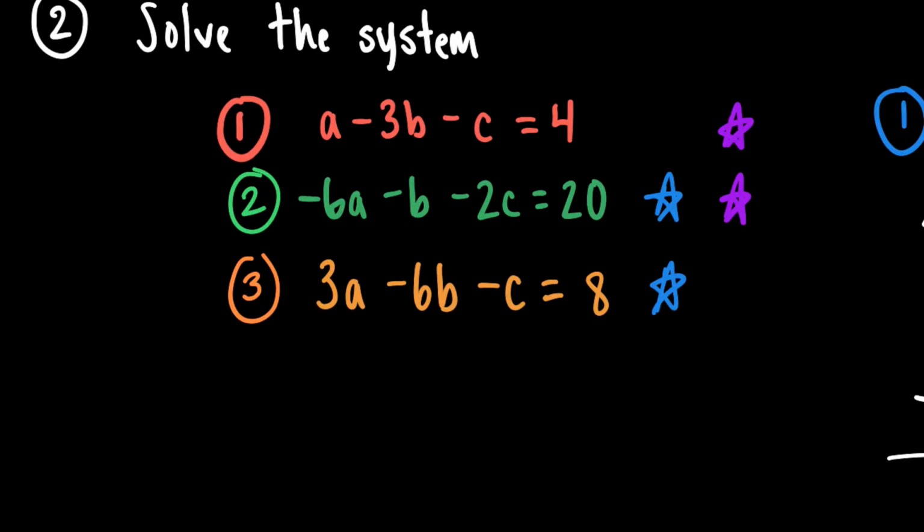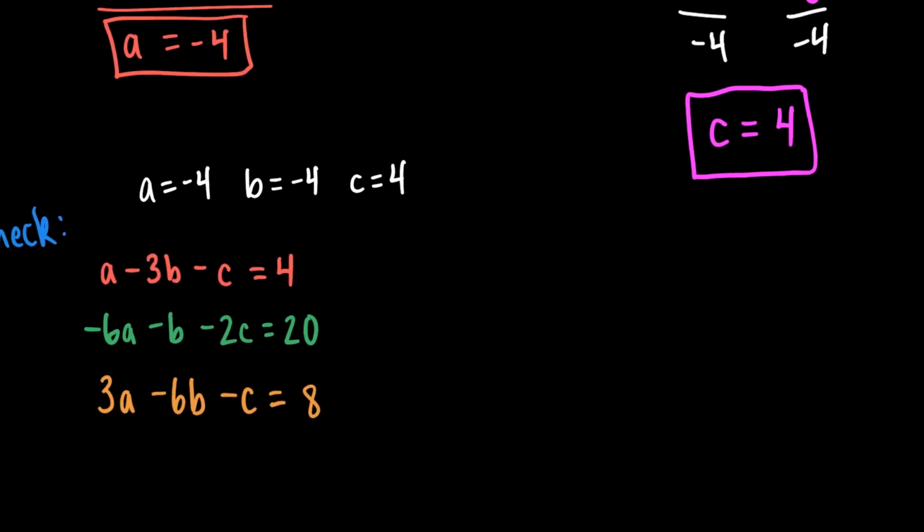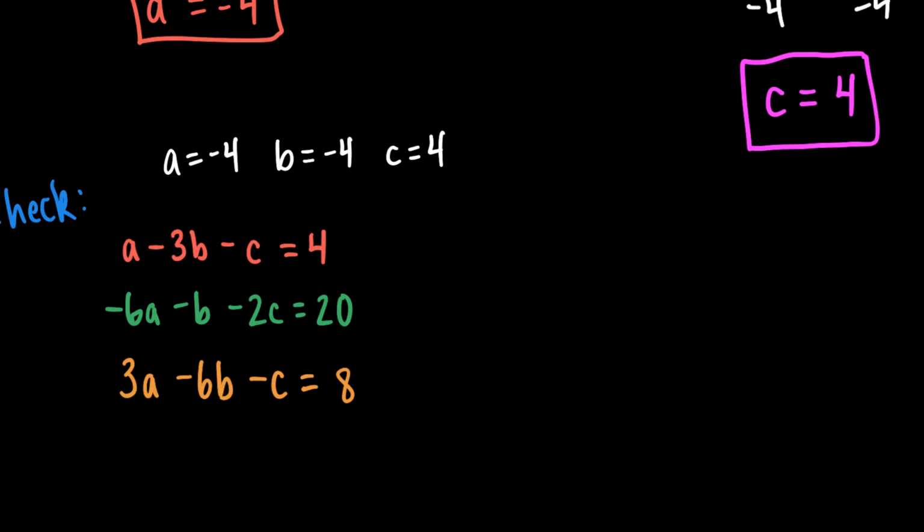So I'm going to make a copy of that. All right, so I went ahead and made a copy of the original equations, and I've written down what the answers are, and now we're just going to check that out. So we'll zoom in here. The red is saying that A minus 3B minus C is supposed to be equal to 4. So A is negative 4, B is negative 4, and C is positive 4. So let's see if this works.